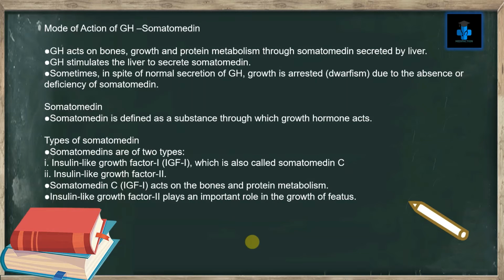Somatomedin is defined as a substance through which growth hormone acts. These are mainly of two types. Number one is insulin-like growth factor 1, which is also called somatomedin C. Number 2 is insulin-like growth factor 2. Somatomedin C, which is insulin-like growth factor 1, acts on the bones and protein metabolism, whereas insulin-like growth factor 2 plays an important role in the growth of fetus.